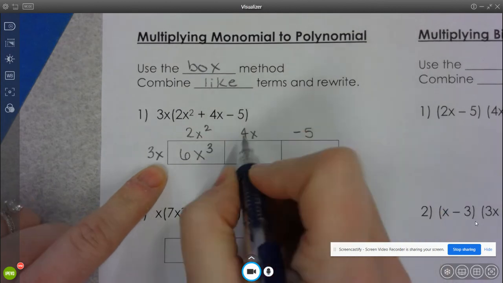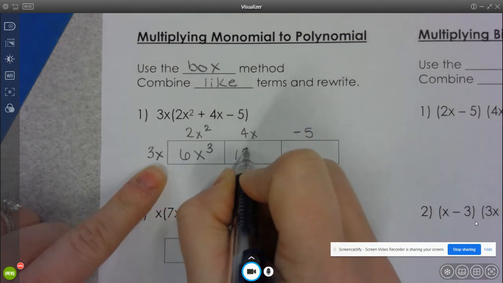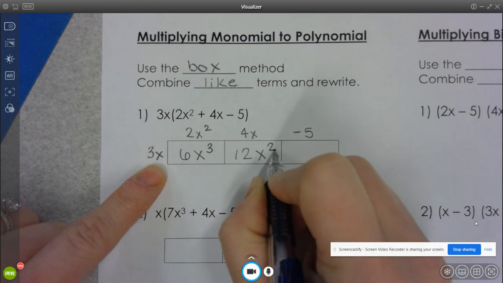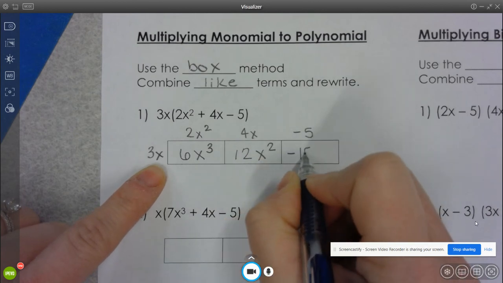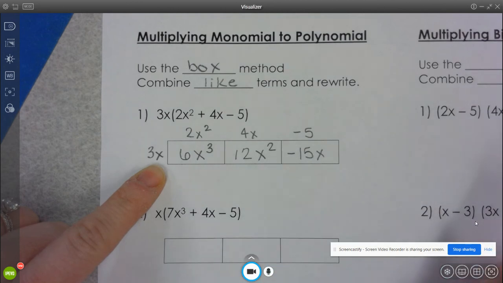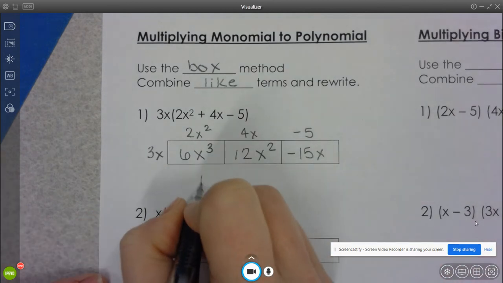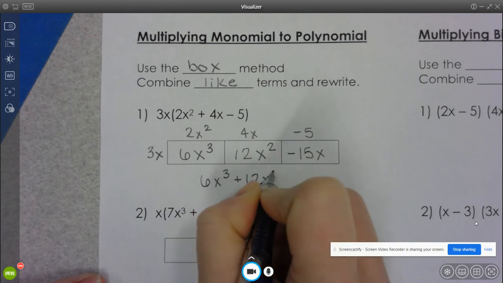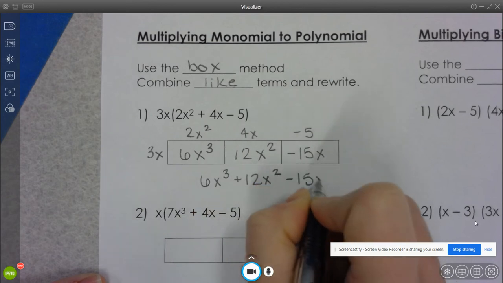Here, multiplying coefficients is going to give me 12. Multiplying x's is going to give me x squared. And finally, I'll have negative 15x. So my final answer here would be 6x cubed plus 12x squared minus 15x.